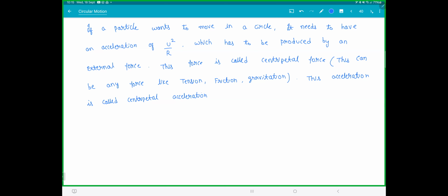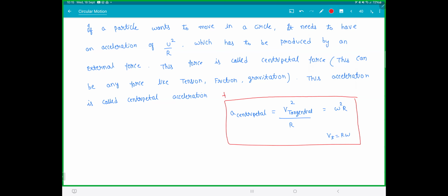Clear? So this is given by centripetal acceleration equals V tangential squared by R. This can also be written as omega squared R because V tangential is R omega. And this we proved. We just didn't get it out of thin air.